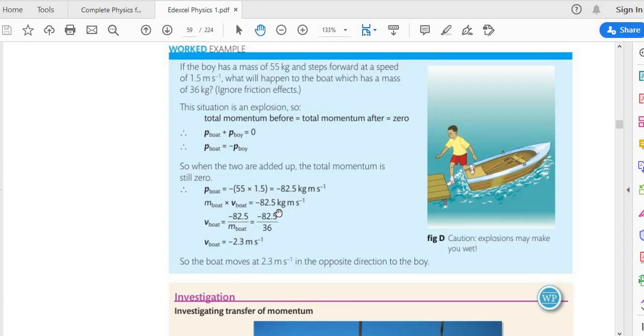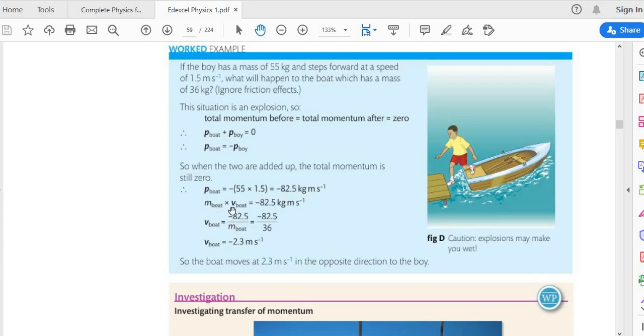And they have taken to the left as positive. That's why to the right it's negative. Now the momentum of the boat is to the right. They get a negative sign, which means they have taken to the left as positive. So left positive means whatever is to the right is negative. So what they have done is they have taken to the left as positive.